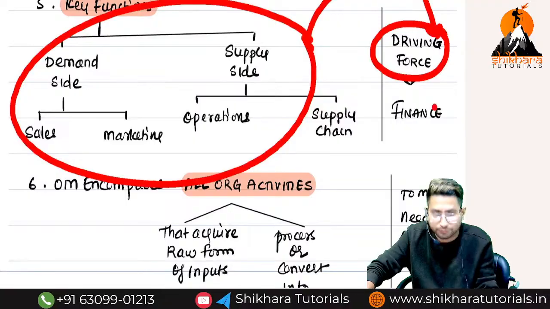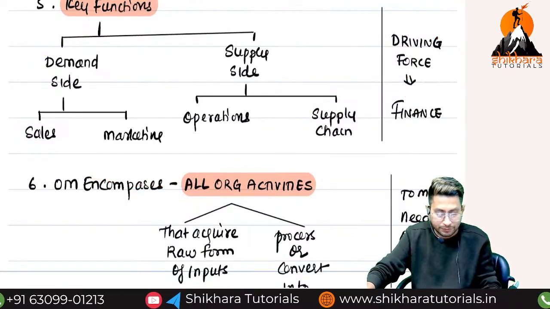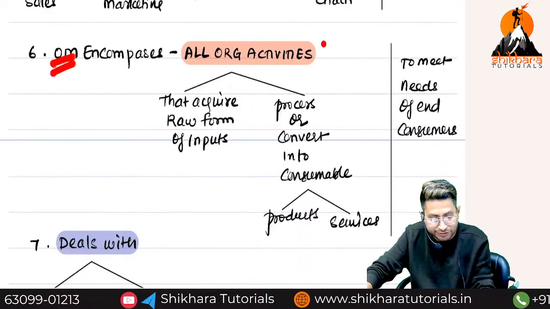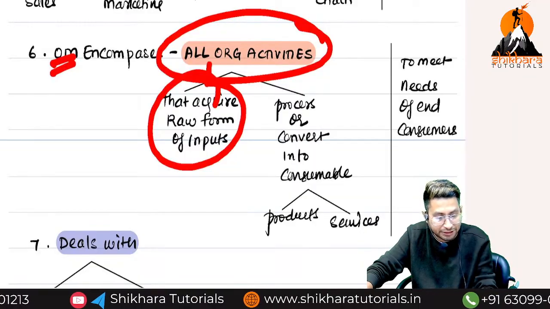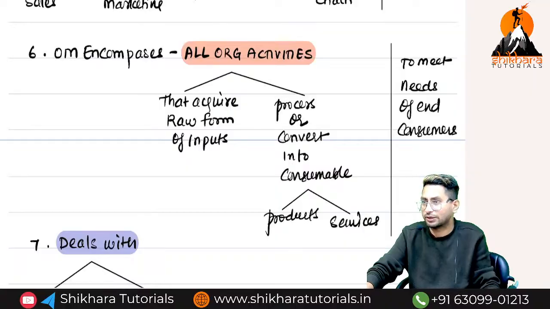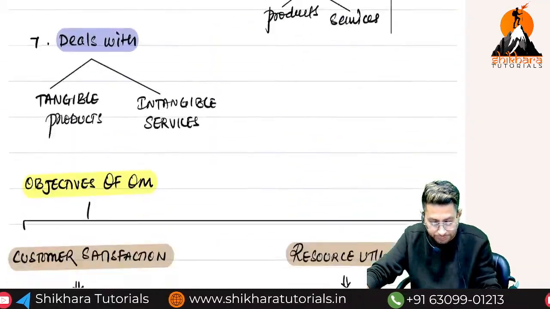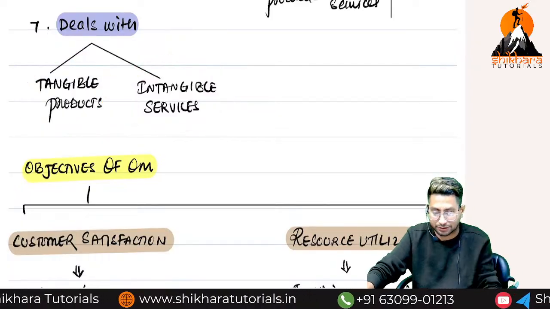Driving forces, meaning the main objectives. For which, what do I need? Now, what is OM? OM covers all organization activities, right from purchasing the raw materials till delivering the finished product, so my operations management team will be involved everywhere. And what does it deal with? OM deals with tangible products and also intangible services.